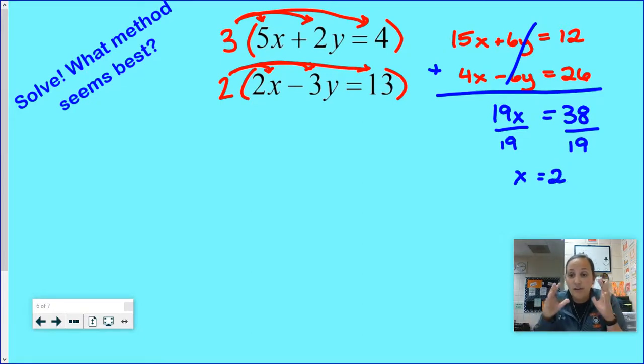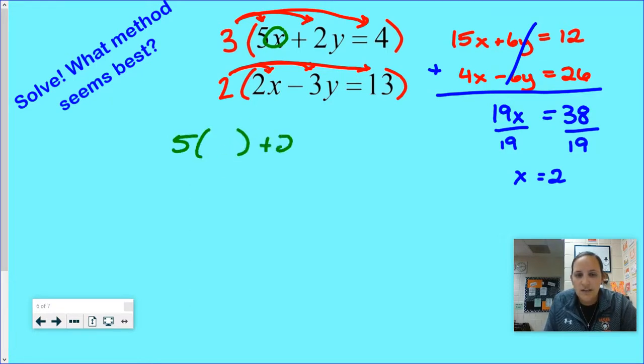Very good. Remember, all of my solutions need to be a point, an ordered pair. So I have my x, I need to go find my y. So I know x is 2. It doesn't matter whether I use the top or the bottom, but I want to use one of these original equations because then I know that I've got the right answer and I haven't messed it up somewhere in between. So here we go. I'm just going to choose the top just because I like to. So 5 times whatever x equals plus 2y equals 4. So I'm plugging in my x value, which I found was 2, in for x.